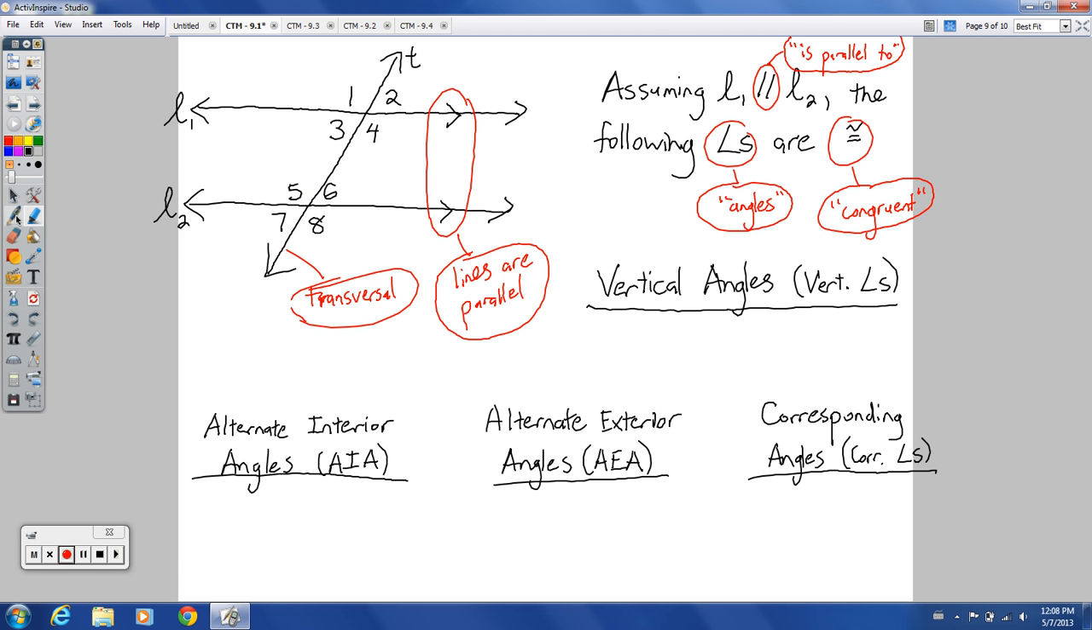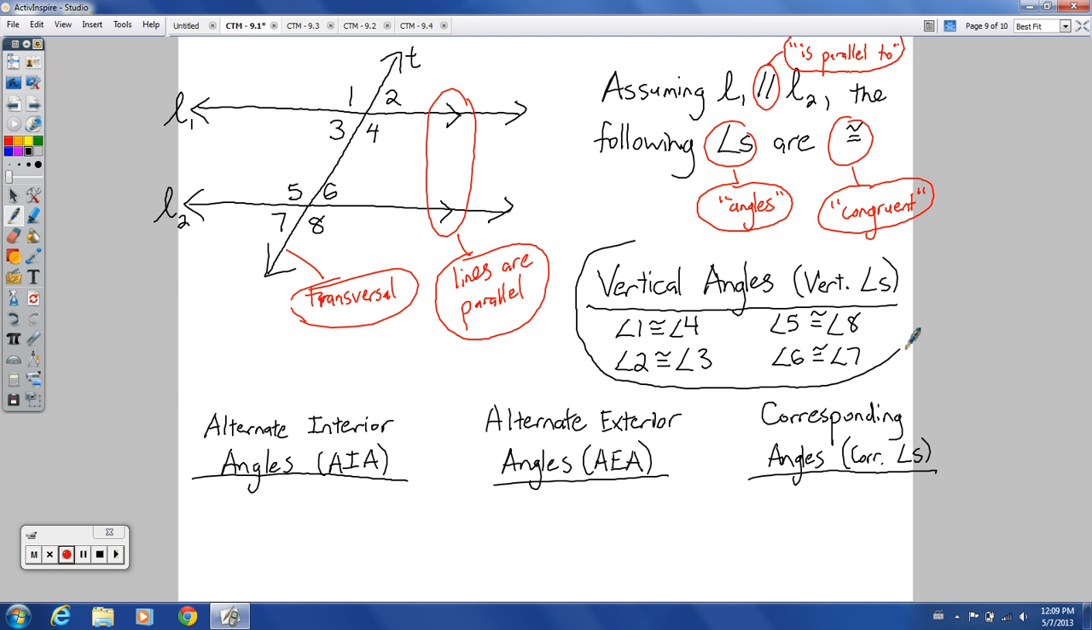And so let's write that down. Pairs of vertical angles would be angle 1 and 4. We can say angle 1 is congruent to angle 4. We can say angle 2 is congruent to angle 3. We can also say angle 5 is congruent to angle 8, and angle 6 is congruent to angle 7. So these all go together. Those are the vertical angles.